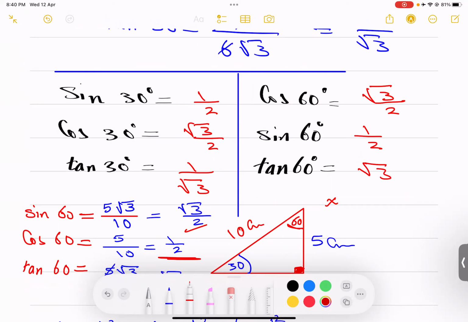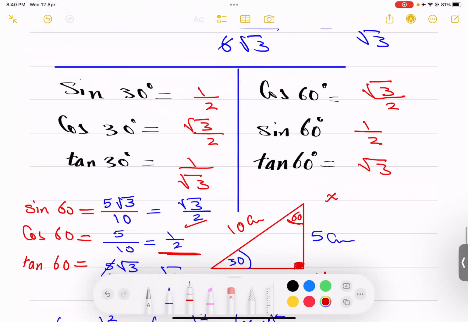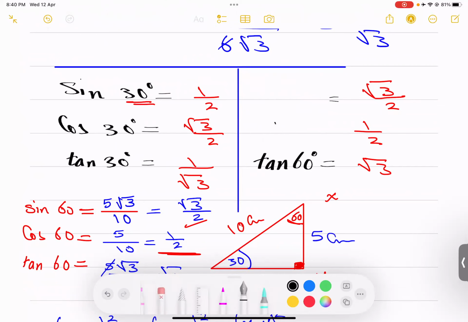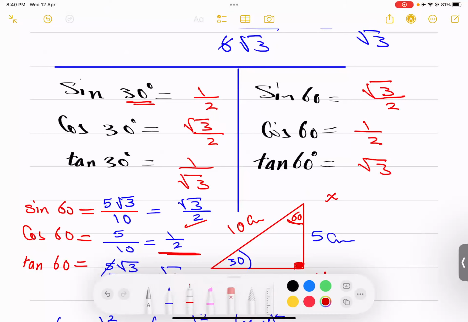I'm sorry, I did it wrong. I messed it up. This one seems like sine 60. So anyway, the sine of 30 is going to be the same thing as the cosine of 60, right? Yeah. And the cosine of 30 is going to be the same thing as the sine of 60. So is that clear for you? Yeah, it's clear for me.